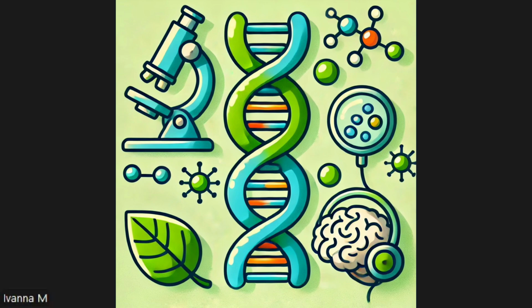Next, let's get into class 4, which is going to be covering DNA, RNA, and proteins: the blueprint, the messenger, and the builder. Let's start off with DNA. It's a fancy name.